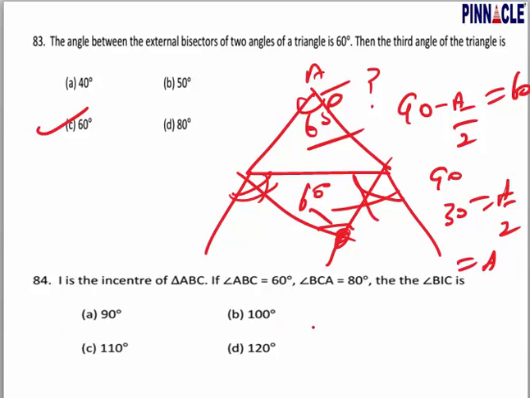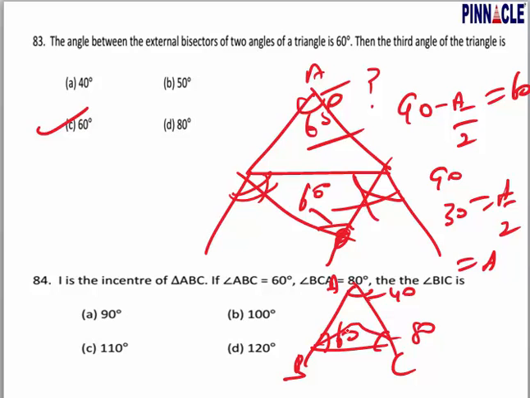Now the next question. I is the incenter of ABC. If angle ABC is 60 degrees and angle BCA is 80 degrees, we have to find angle BIC. 60 plus 80 is 140, so angle A would be 40. BIC is always 90 plus A by 2. Given A is equal to 40, that is 90 plus 40 by 2, that is 20, 90 plus 20, 110. C should be the answer.